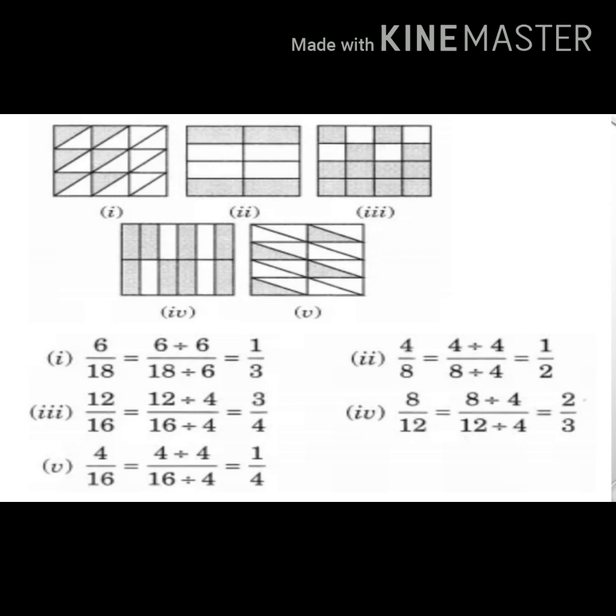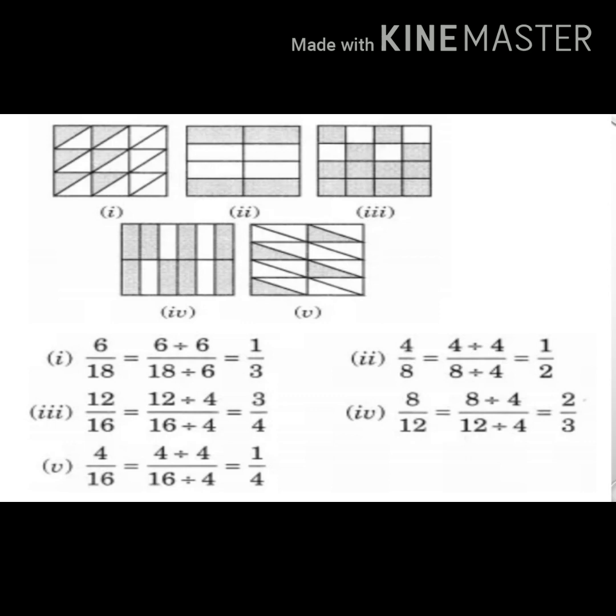First part. In the first part, the figure is divided into 18 equal parts and 6 parts are shaded. So the fraction will be 6 upon 18, and after simplification we will get 1 upon 3. Second part. The figure is divided into 8 equal parts and 4 parts are shaded, and after simplification we will get 1 upon 2. Third part. The figure is divided into 16 equal parts and 12 parts are shaded, so the fraction will be 12 upon 16, and after simplification we will get 3 upon 4.